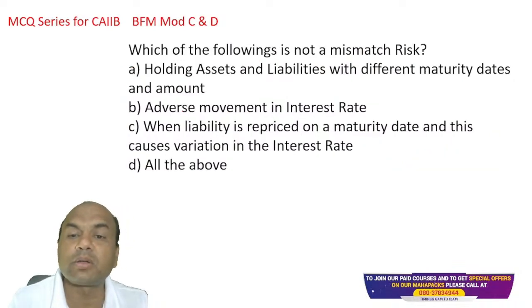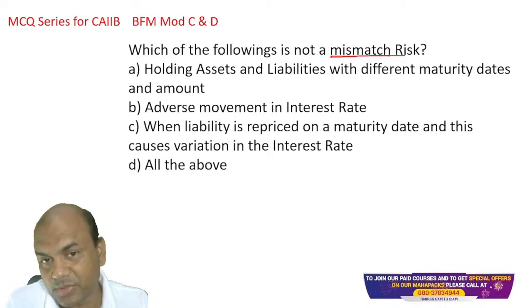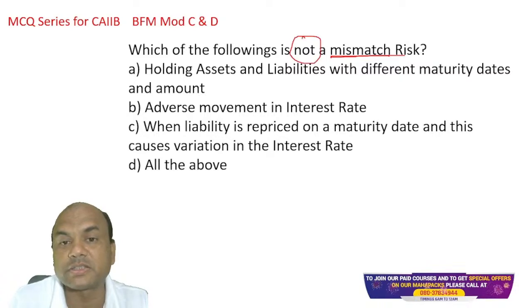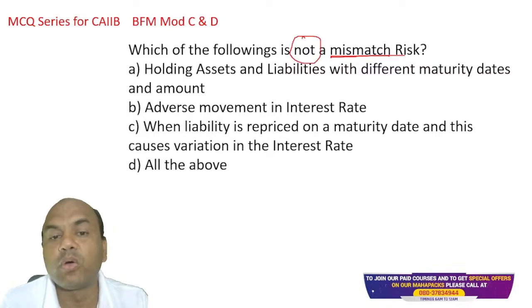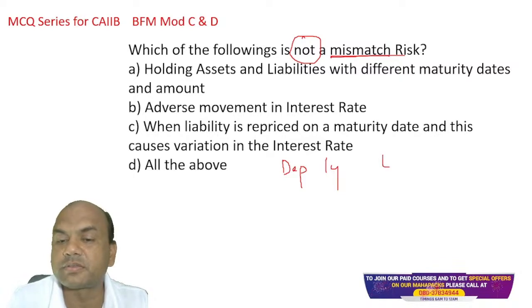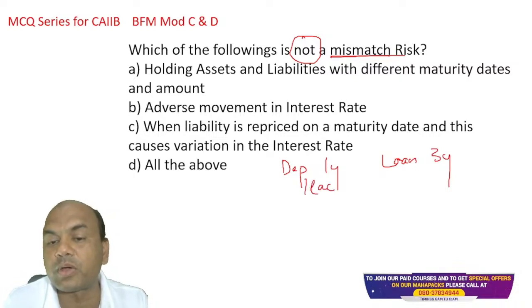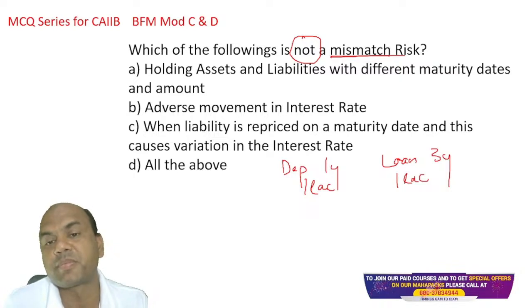Which of the following is not a mismatch risk? Mismatch means what? Let's see. Okay, and we want not. This is your important question. Not a mismatch risk. Holding assets and liabilities with different maturity dates and amount. So assets and liabilities with different maturities means I am having a deposit of 1 year and a loan of 3 years against that deposit. Okay, deposit of 1 year for 1 lakh, let's say, and I am having a loan for 3 years for the same 1 lakh. So it will be a mismatch. So I want not a mismatch.